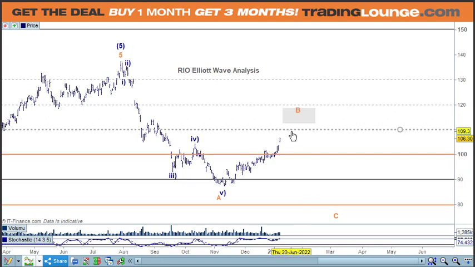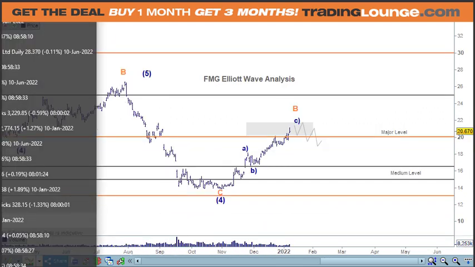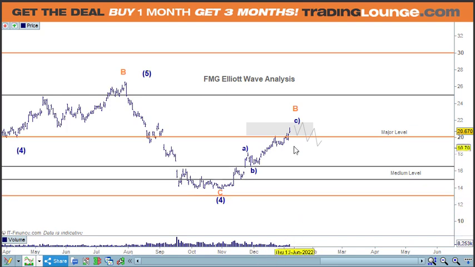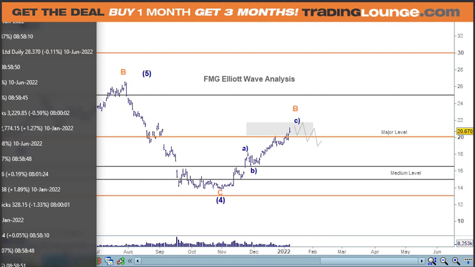iron ore's got a little bit more to go, so it'll probably hit 110 before you see any sort of consolidation there. And FMG was also up about 1%. I think it can go higher, but it'll sort of stick around here for a little while. The 20 will become a little bit like this over here, something like that. So we'll just see how that plays out, and we'll check on the Aussie dollar.